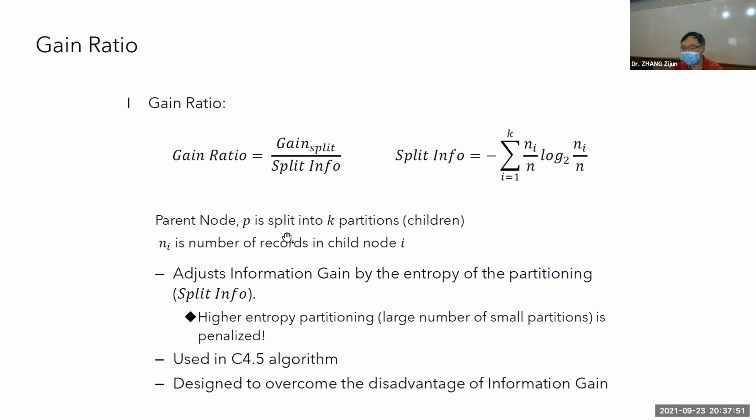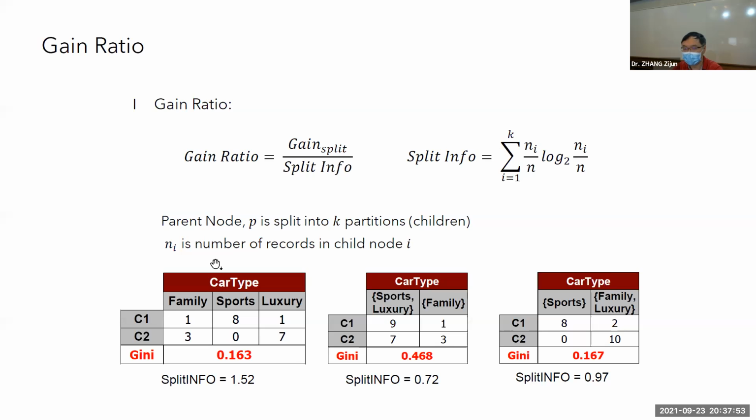I guess here I missed a negative sign. So the parent node P is split into K partitions. Here we use car type as the parent node to split. We split it into 3. But we can also consider using car type for a binary split, based on a different separation strategy.